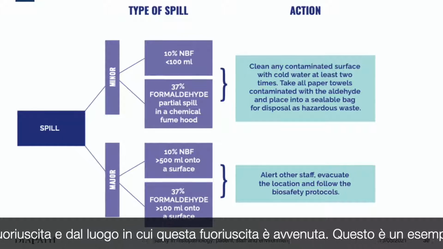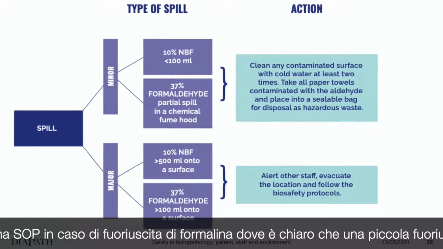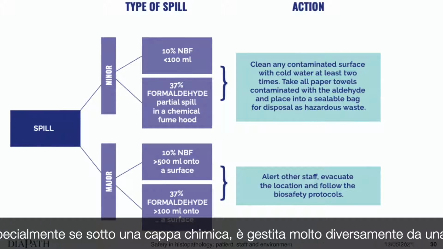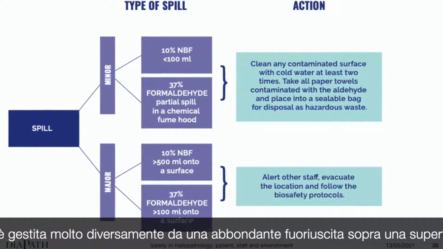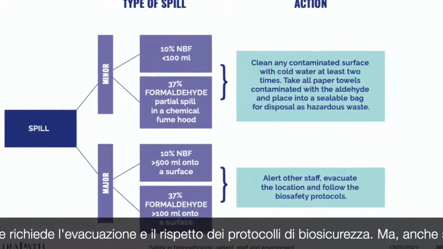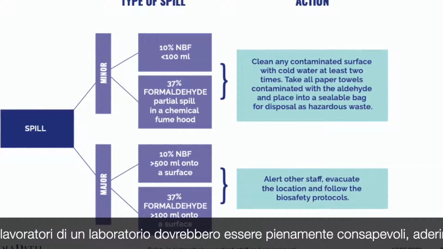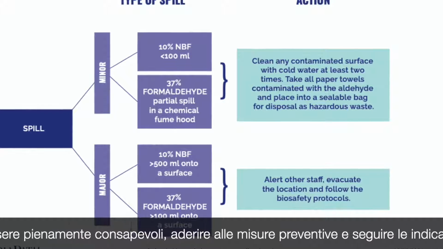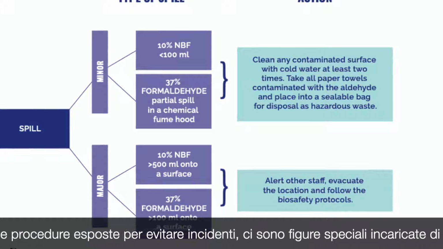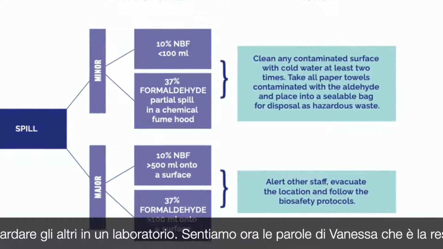This is an example of an SOP in case of spillage of formalin, where it is clear that a minor spillage, especially under a chemical fume hood, is managed very differently from a major spillage onto a surface requiring evacuation and adherence to biosafety protocols. But although all the workers in a lab should be fully aware and compliant with the preventive measures and follow the signs and the displayed procedures to avoid incidents, there are special figures in charge of safeguarding others in a laboratory.